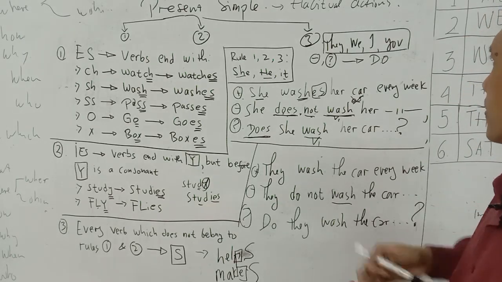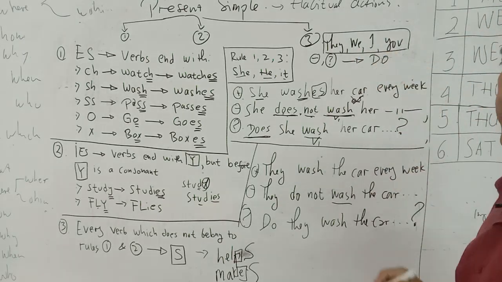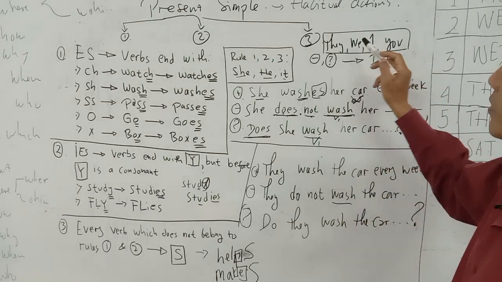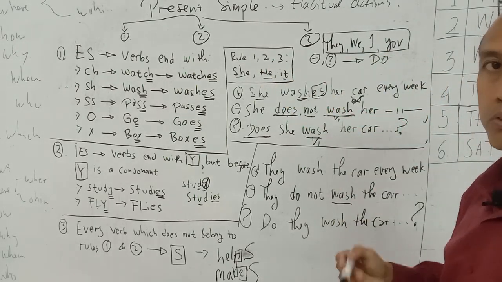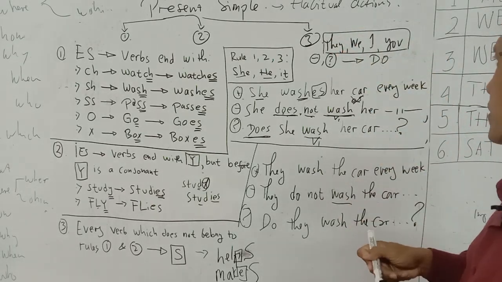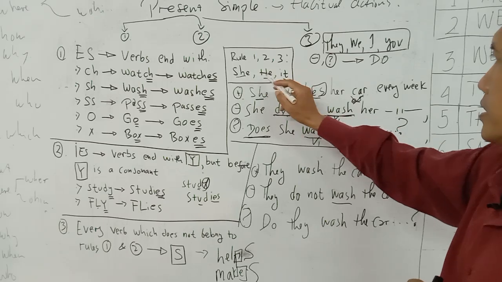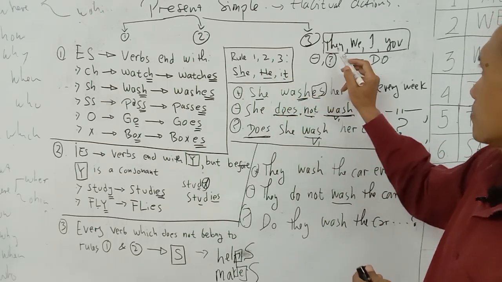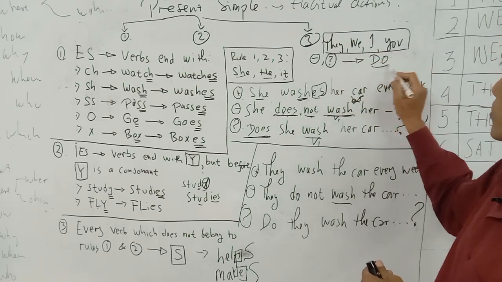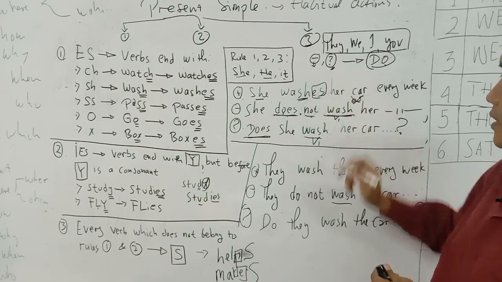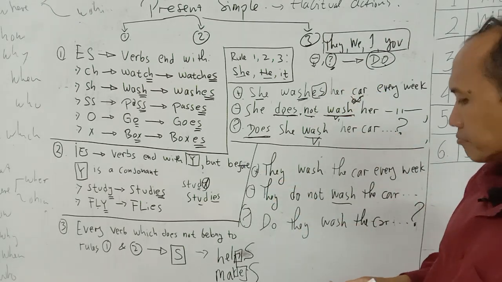And what about they, we, I, and you? They, we, I, and you, as I told you just now, do not belong to rule number 1, number 2, and number 3. They just stand alone. She, he, and it need the auxiliary verb does, but they, we, I, and you need the auxiliary do to form negative and interrogative.